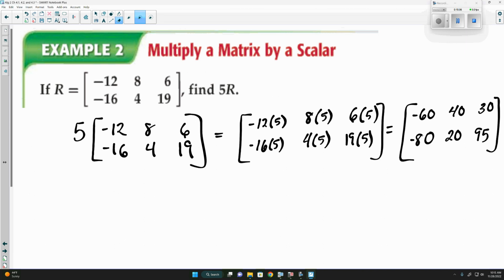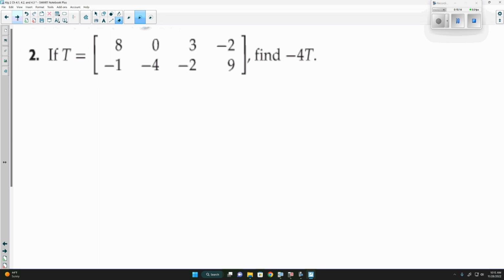And matrices do show up on the ACT a good bit here and there. We ready for the next one? So for this one here, we're just multiplying everything by what? Negative 4. So we're saying negative 4 times 8, 0, 3, negative 2, negative 1, negative 4, negative 2, and 9.